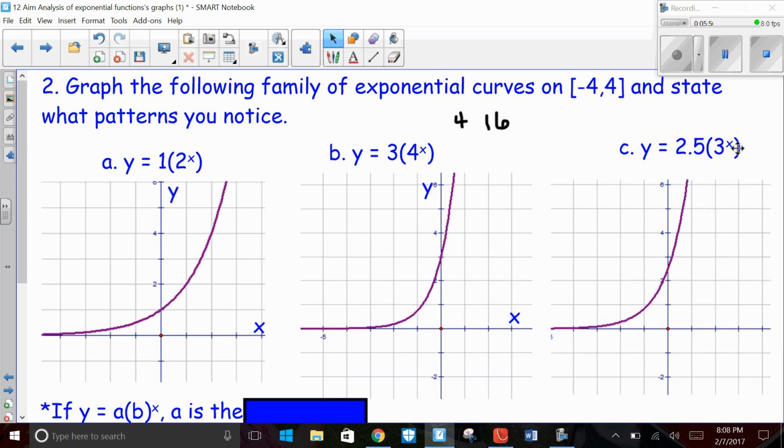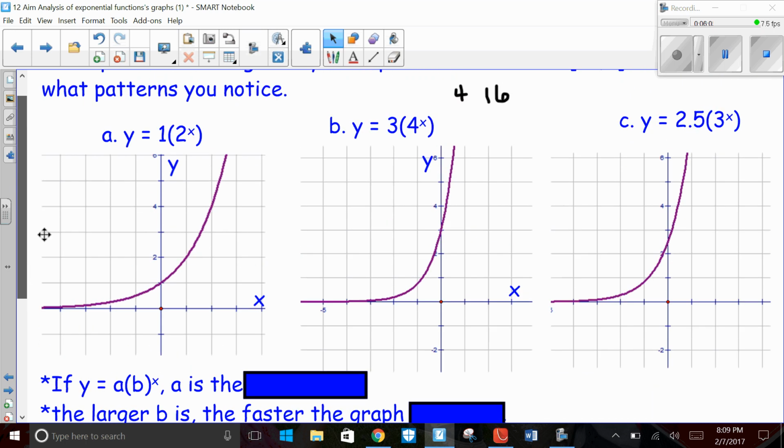This one is 2.5 times 3 to the x. Again, once you notice that when x is 0, y would be 2.5. So that's the y-intercept, but the basic shape is still the same. And notice that the graph looks as if it's touching the x-axis, but it's not, because there are no x-intercepts, because y can never be 0 here. A number to a power could never be 0.